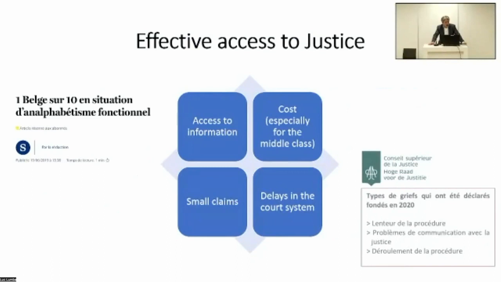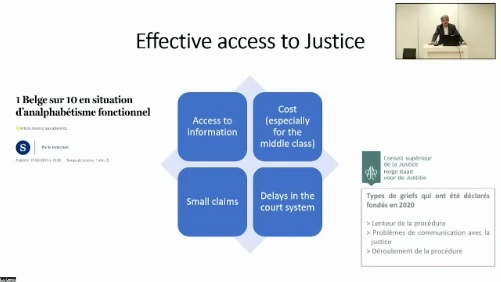One is the problem of access to information. A lot of people do not know their rights, and they do not know how to enforce their rights, or how they can use the law in order to find a solution or to organize some kind of dispute resolution. That's one huge problem, and there are different reasons why it's like this.